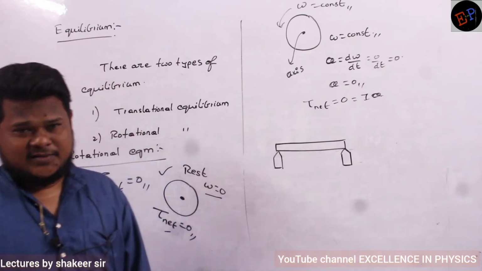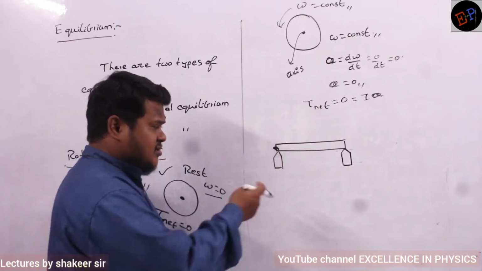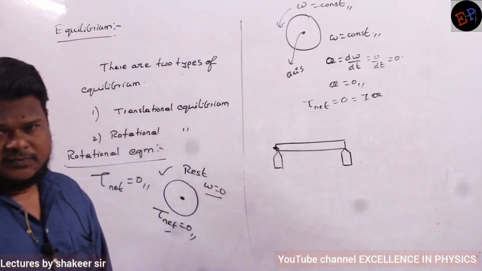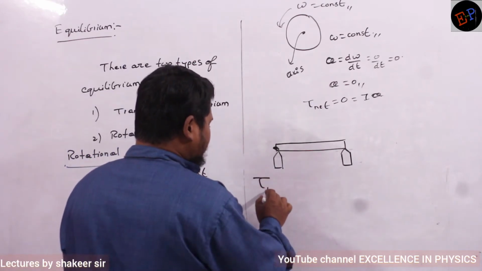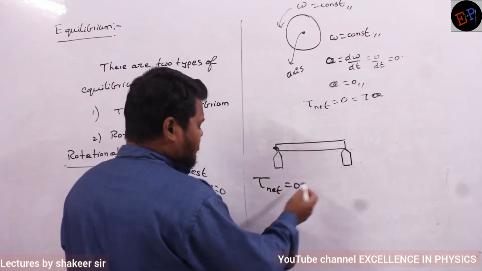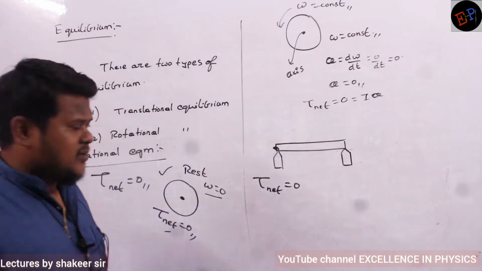You can take any axis. For example, you take this axis. About this point, is the rod rotating? No. So what you can say, net torque is 0. So definitely this body is in rotational equilibrium. Are you able to understand?